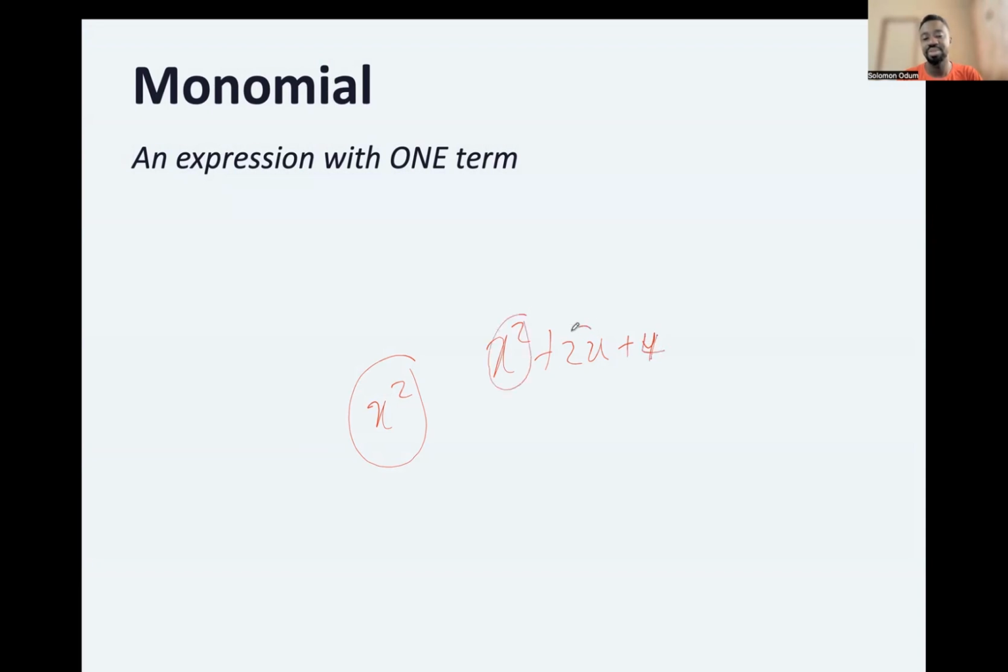We have one term, two terms, three terms in this whole thing, one algebraic expression. Now, if the algebraic expression is, say, s squared, we call it a monomial. This one has only one term. This is a monomial. A single term is a monomial.